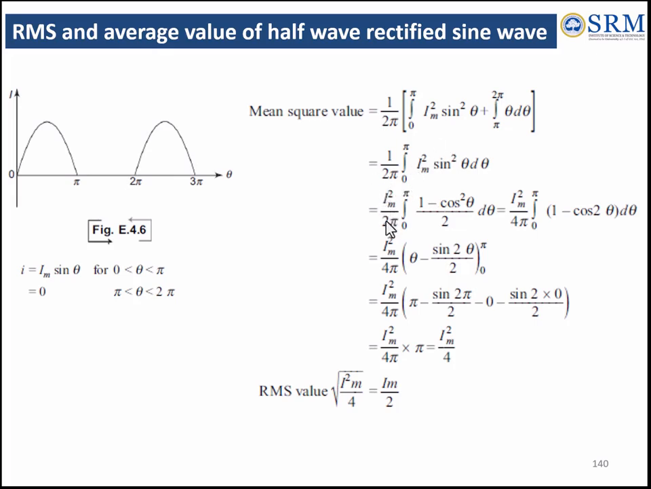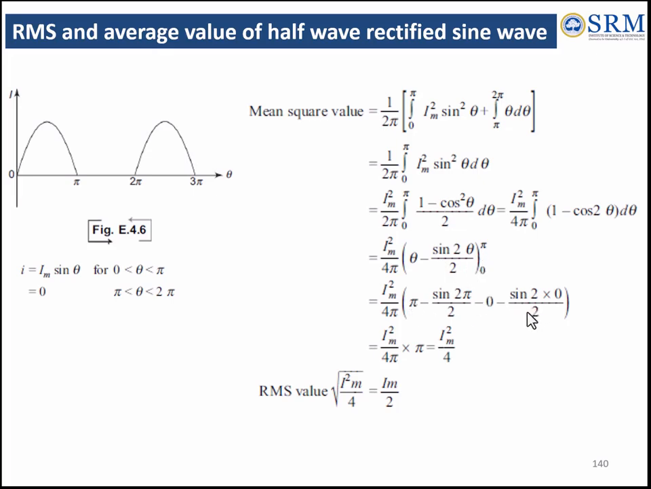We take the constant out, Im square by 2 pi. Sine square theta can be written as 1 minus cos 2 theta by 2. So that 2 also goes out as a constant. Now integration of 1 is theta with respect to d theta, and integration of cos 2 theta is sine 2 theta by 2. Then apply the upper limit pi and lower limit 0.